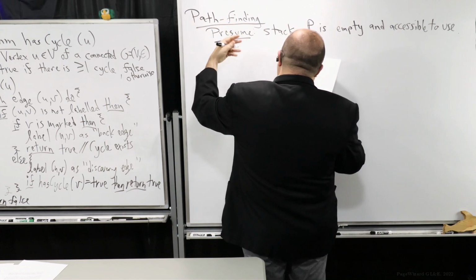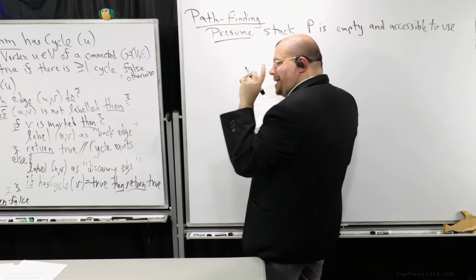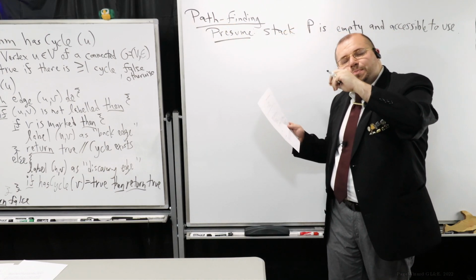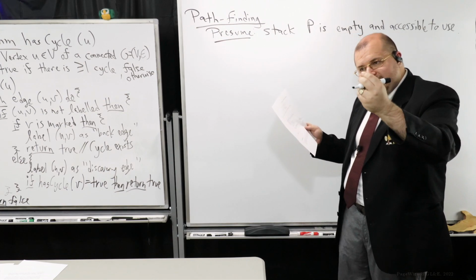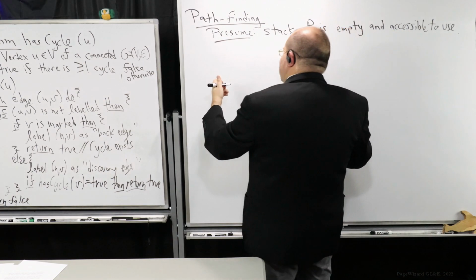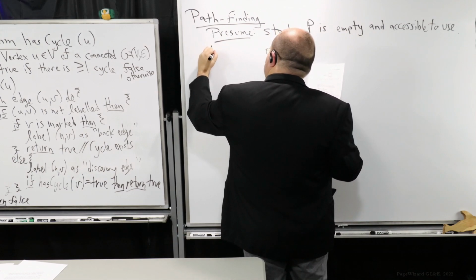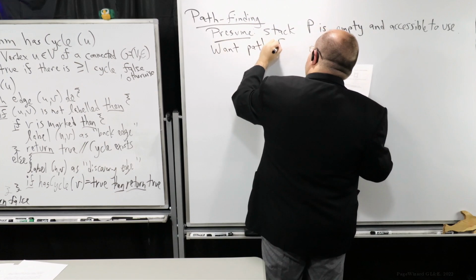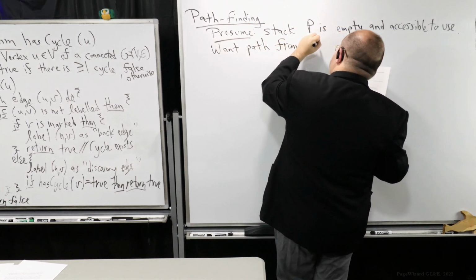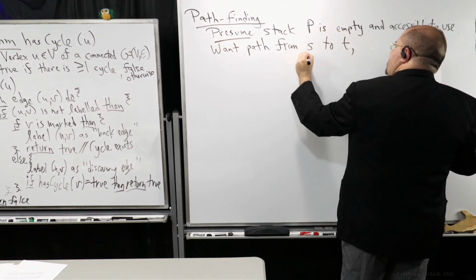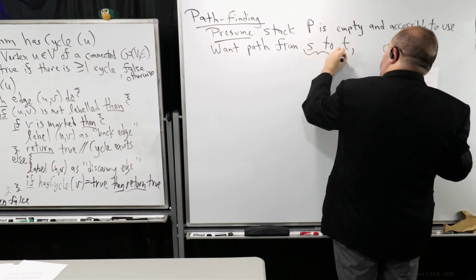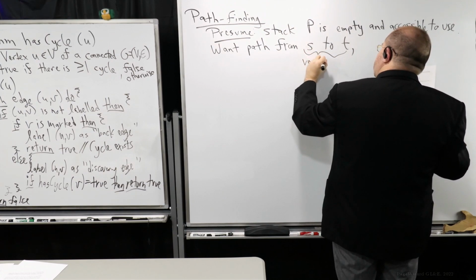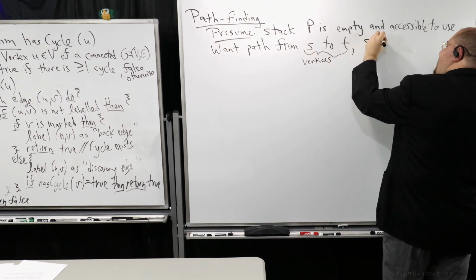So what I would like to have happen is I would like to have this stack store a path between two desirable vertices, a vertex S and a vertex T. So we want a path from S to T. These two are vertices, and we'd refer to this as an ST path.